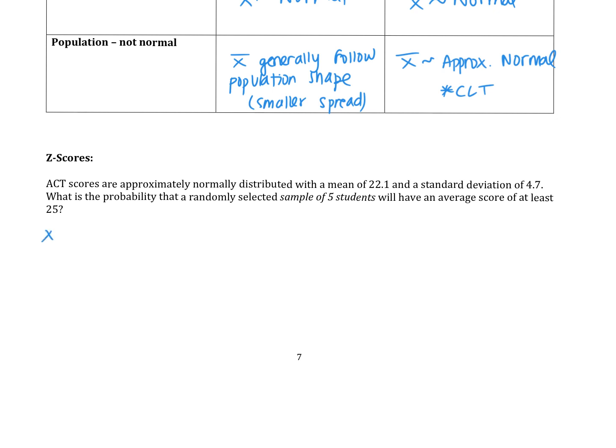So let's say that X is a student's ACT score. We know that X is normal with a mean of 22.1 and a standard deviation of 4.7. So that is the first sentence.